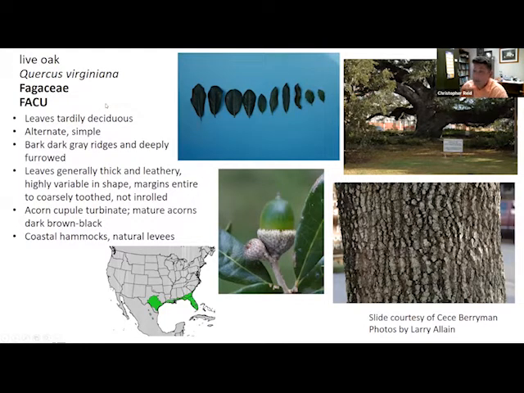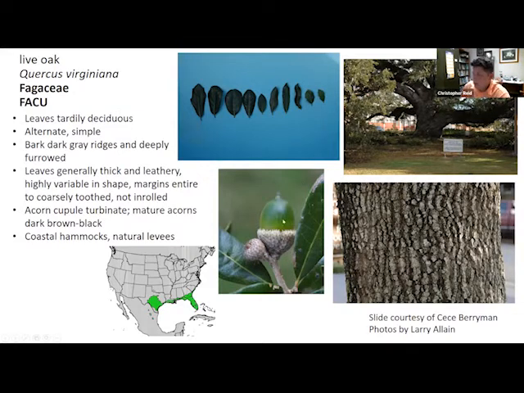So live oak leaves are, as you know, really thick, leathery. Technically, they're tardily deciduous. Most of the leaves of the previous year will get replaced when green up occurs the following spring. So again, we're talking about oaks, so alternate, simple. The bark of live oak definitely has some uniqueness. It's really dark gray, really heavily ridged and deeply furrowed.